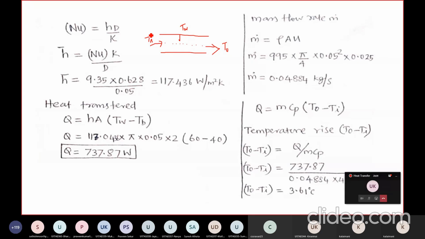Bulk mean temperature is nothing but the average temperature of the inlet fluid plus the outlet fluid temperature, divided by 2. Therefore, Q is equal to hA(Tw minus Tb), where Tb is the bulk mean temperature. Then Q is equal to h, the heat transfer coefficient we already found out, into area.